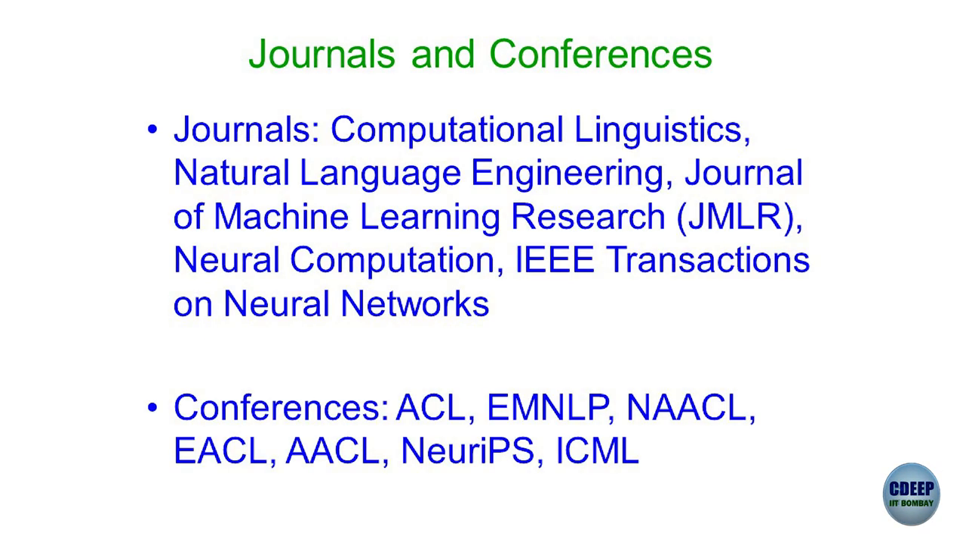Journals and conferences are very important. All the recent material is mainly in conferences. Computational Linguistics is an A-star category journal, so you should refer to it. Natural Language Engineering is more practice oriented, while Computational Linguistics covers a lot of theoretical elements also. Then Journal of Machine Learning Research, JMLR, Neural Computation, IEEE Transactions on Neural Networks. All of them have, these days at least, some papers on natural language processing. Conferences are more important than journals in our field. ACL, for example, is our flagship conference. EMNLP, NAACL, EACL, AACL, NeurIPS, ICML, all these are our flagship conferences. The latest material is covered in those journals and conferences.